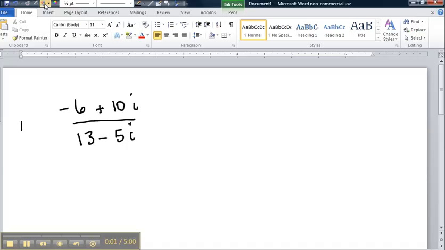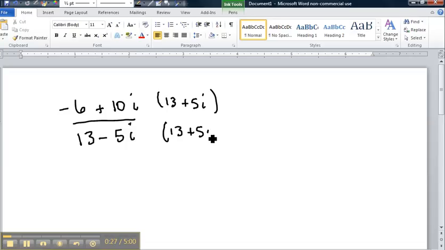Okay, the next type of problem. With this problem, they're going to either say something about simplify or look for an equivalent statement. They're talking about the same thing. And what you're going to do, you're going to multiply this top and bottom by the conjugate. The conjugate of the denominator. And this is 13 minus 5i. You're going to multiply by 13 plus 5i. That's the conjugate.